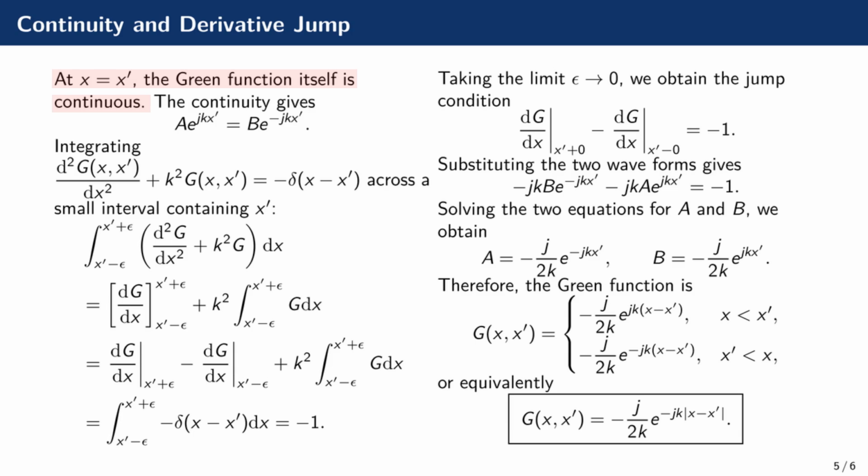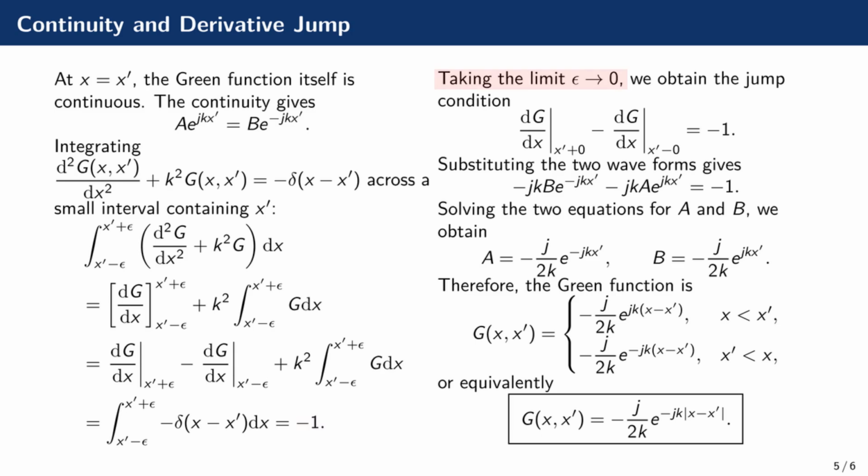First, the green function itself is continuous at x equals x prime. This means that the values from the left and from the right must be equal there. Second, the first derivative is discontinuous. To find the size of the jump, we integrate the green function equation over a very small interval containing x prime. The integral of the second derivative is simply the difference of the first derivative at the endpoints. The right-hand side is the integration of the delta function. The result is readily obtained and equals -1.